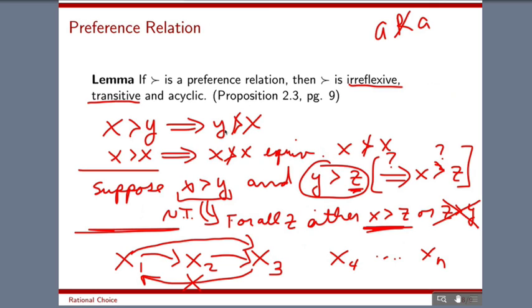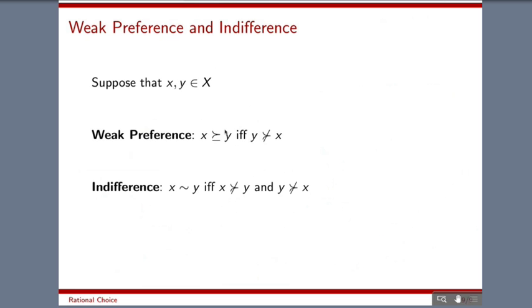We can continue this reasoning for a sequence of any length, because if we also know that x3 is strictly preferred to x4, so we have x1 is strictly preferred to x3, which is strictly preferred to x4, we can get this strict preference between x1 and x4, and we know again there's no relation going back, and so on. Okay, so if we have a preference relation, then we know that relation is irreflexive, transitive, and acyclic.